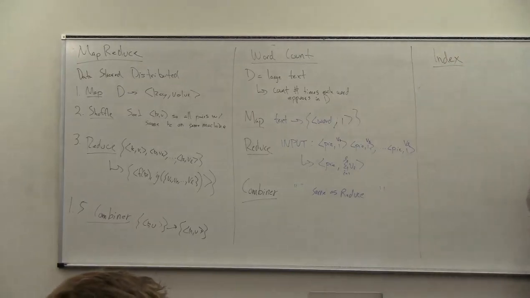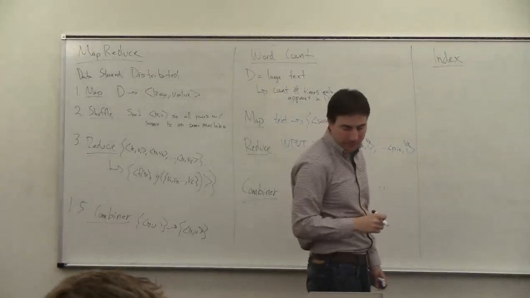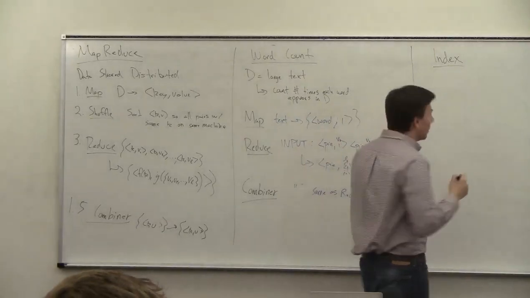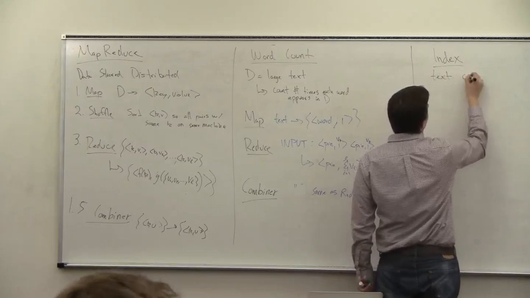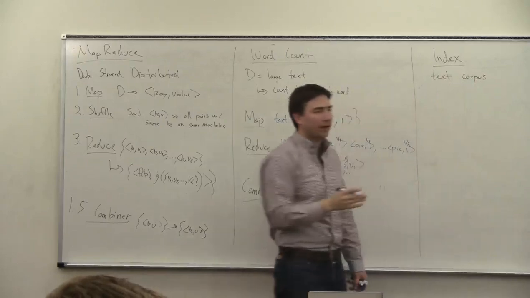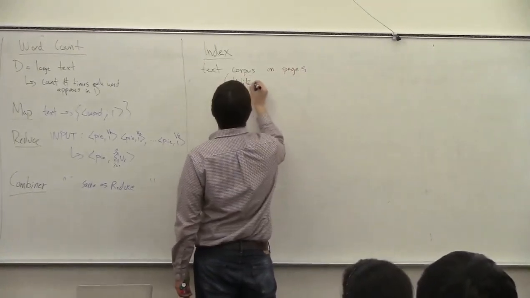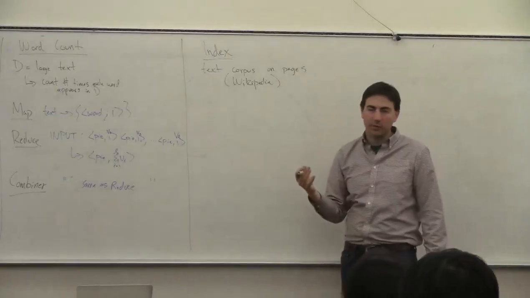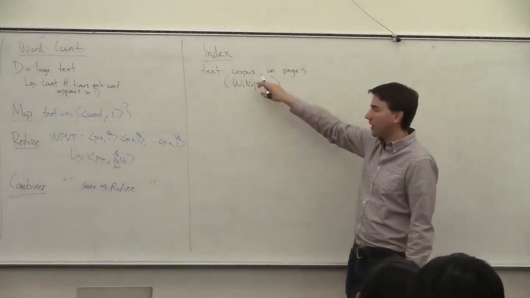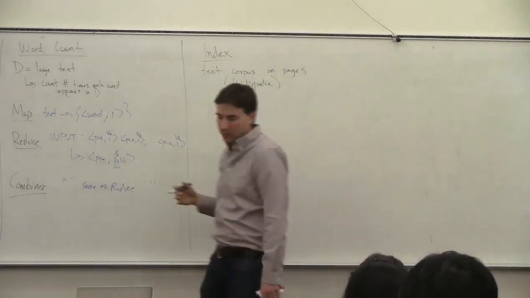Okay, so let's go with another very simple example. Again, you have a large text corpus, but this is going to be on pages. An example may be all of Wikipedia, right? So you have all the different pages of Wikipedia. Each of them has a bunch of text, but each text is then associated with the page, right? So you're going to have blocks of text on these pages.